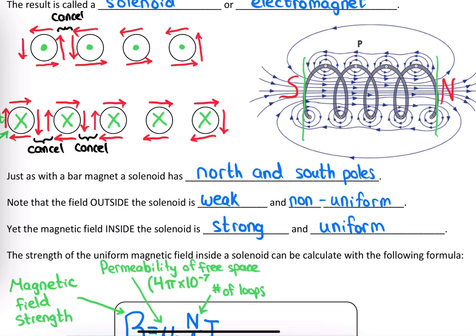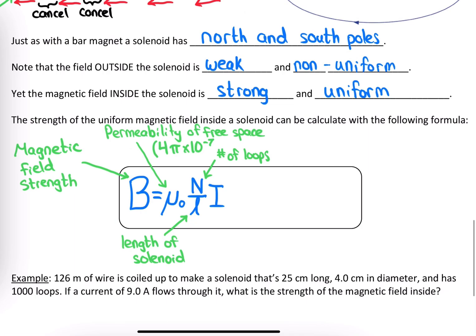If you took a measuring tape or a ruler from between those two green lines, that would be the length of your solenoid. It's not the total length of all the wire that was used to create the solenoid. It's not how far it is from one side of the solenoid to the other, or the diameter of the solenoid. It's the length of the actual finished solenoid from here to here. That's an important thing to realize. So length of the solenoid, not the length of the wire. And then I, as I said, is the current flowing through that wire.